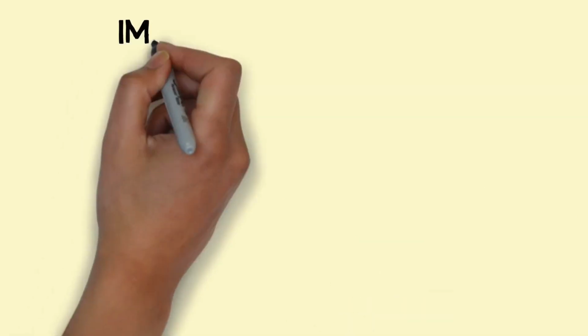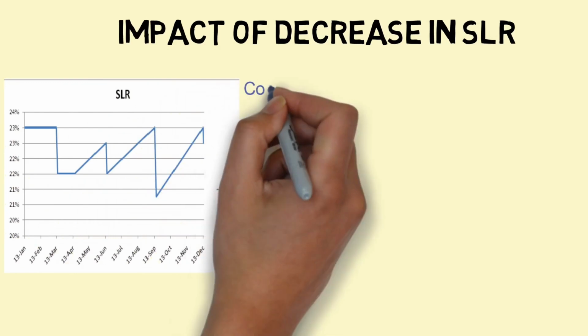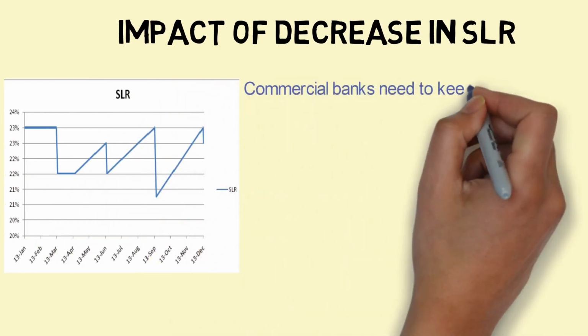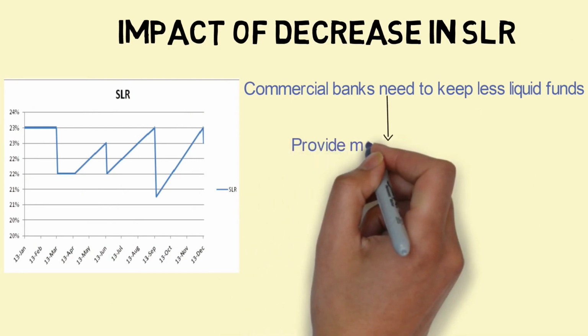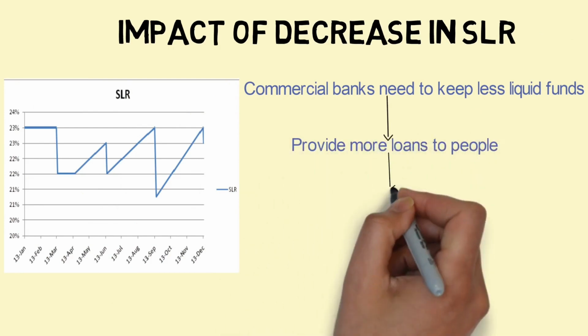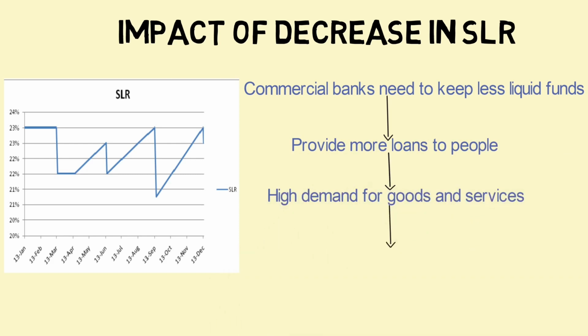Impact of decrease in SLR. Commercial banks need to keep less liquid funds, which leads to more loans to general people, which leads to higher demand for goods and services, and which ultimately leads to higher prices.